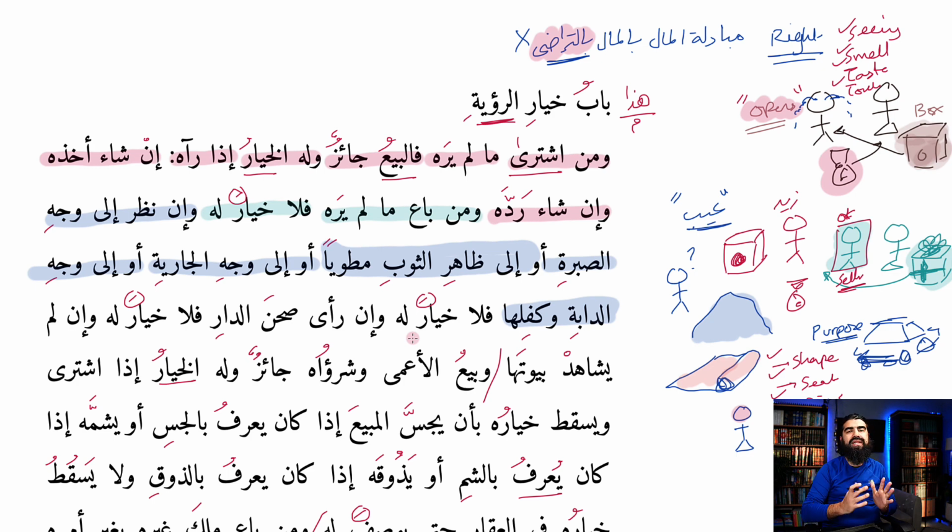So that is where the Khiyar Ruya fits in. Anything you buy online, if it's described in one way and you open the package at home and it turns out to be different from how it was described, then you have Khiyar Ruya. Okay, what about a house then?